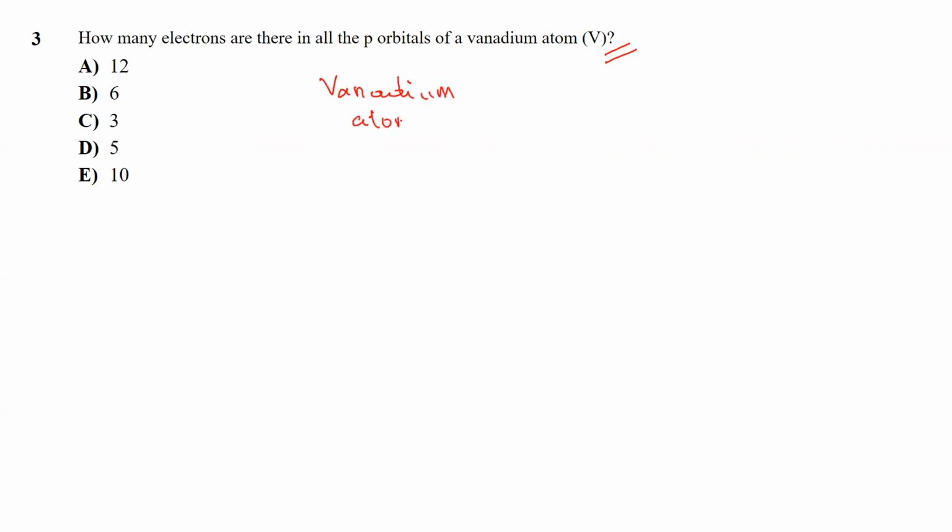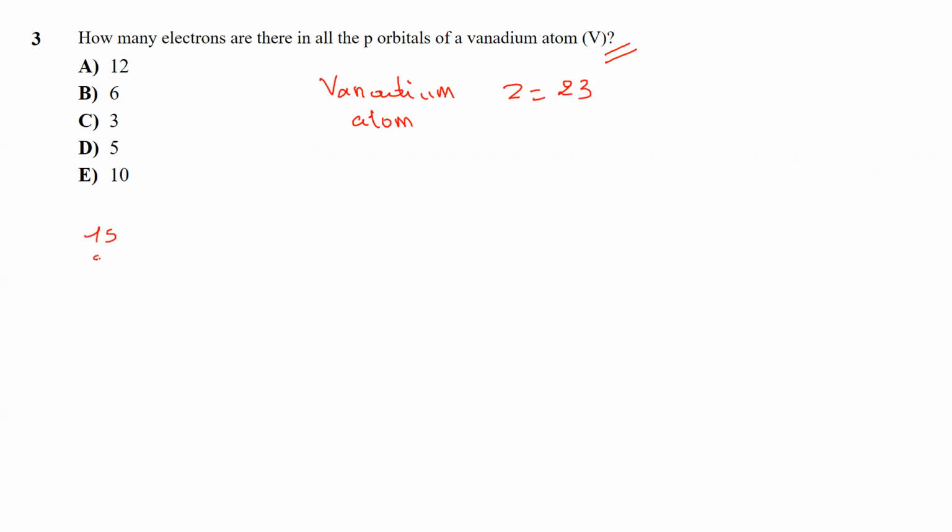First thing to check is what is the atomic number. For vanadium, we go to the periodic table and check: Z equals 23. Okay, so we are going to fill the orbitals. Don't forget to remember how you fill them.